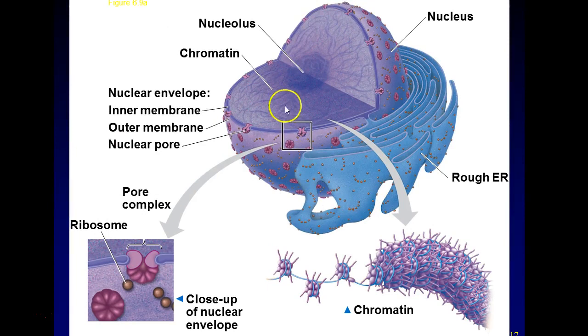Just another picture to show you. We have our nucleolus. You see a lot of chromatin in here. Nuclear envelope, inner membrane, outer membrane. We have pores for molecules like RNA to come in and leave. Why does RNA need to come in and leave? Great question, right? And here's a close-up of the nuclear envelope, and here's our chromatin, and we're going to talk about that in just a minute.